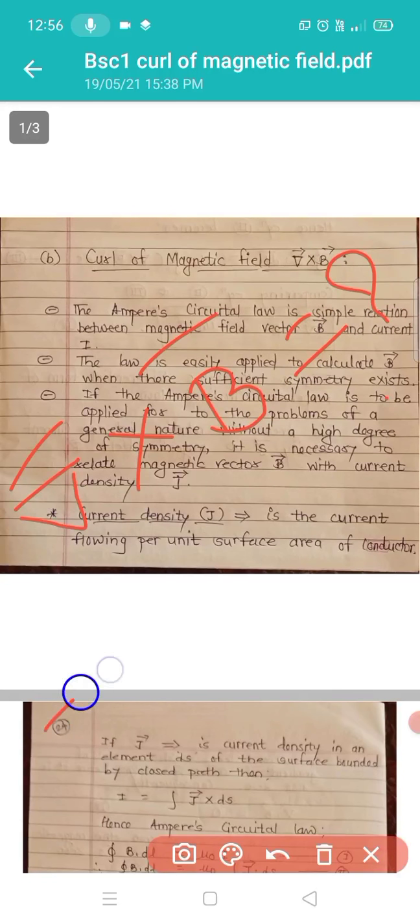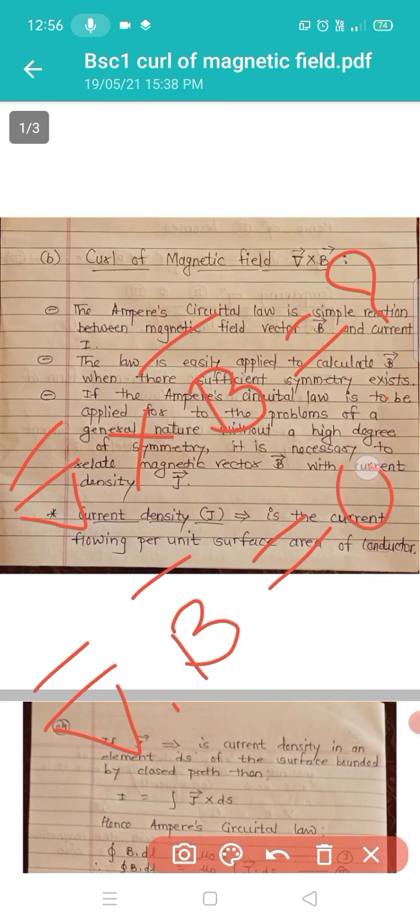What is the divergence of magnetic field? It is always 0. In this class we have to derive del bar cross B bar. What is the curl of magnetic field? For this, Ampere's circuital law is a simple relation between the magnetic field and the current.